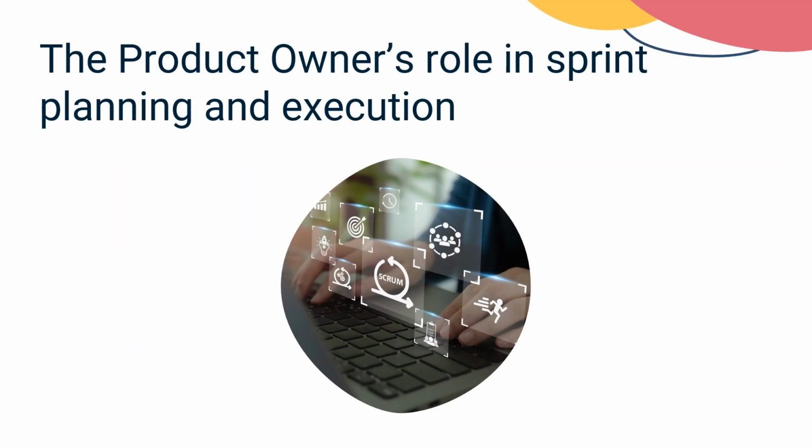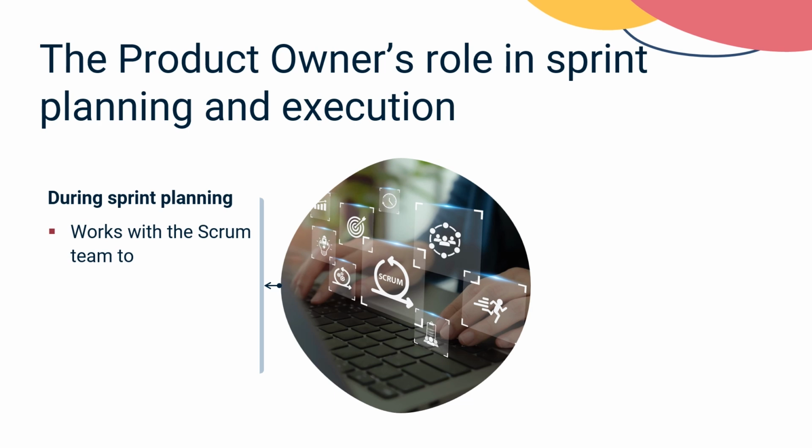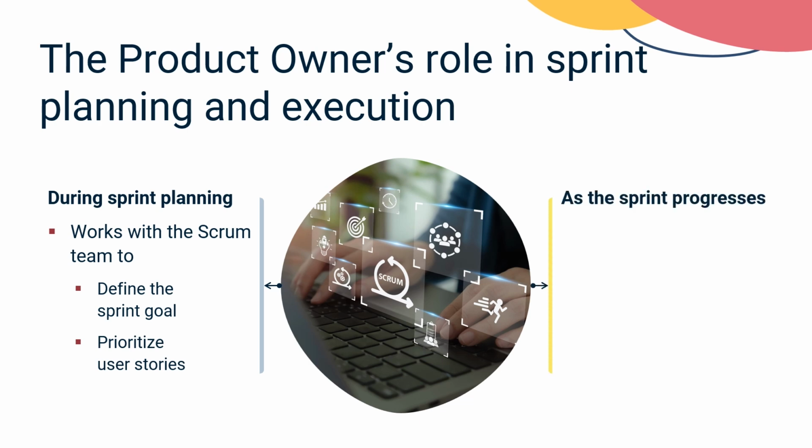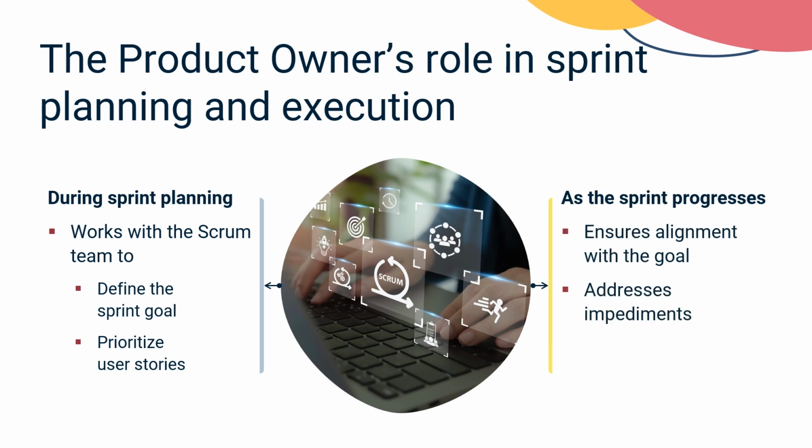Every sprint begins with sprint planning. During this phase, the product owner works closely with the Scrum team to define the sprint goal and prioritize user stories that meet business objectives. As the sprint progresses, the product owner monitors the work to ensure it remains aligned with the goal and addresses any impediments or blockers that could derail progress.